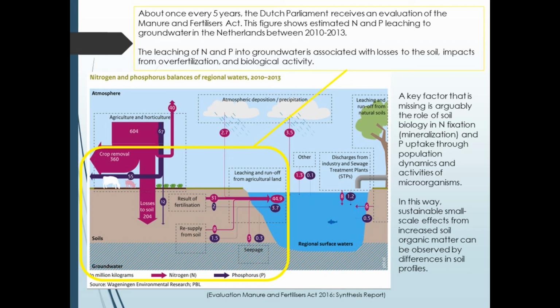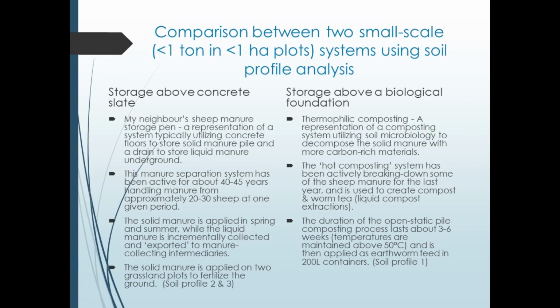So, in this way, we can view the role of soil biology as a potential adapting strategy to handling manure. And this can be seen in this comparison of two small scale systems that integrate manure very differently. And using soil profiles, we can observe these differences through soil interactions.